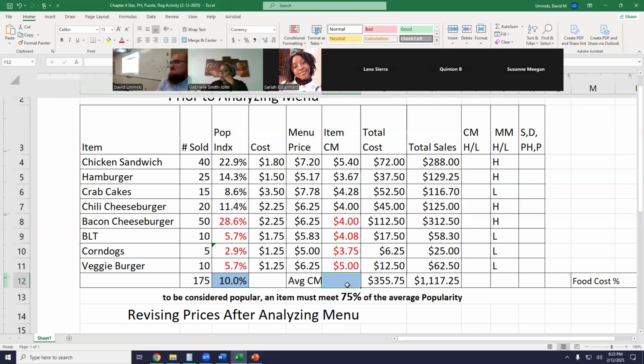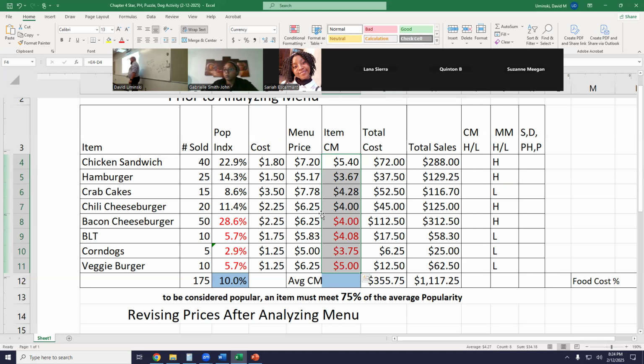Average contribution margin. Well, how do we find the average of anything? Add everything up and divide it by the number, right? So when I add all these up, check this out. Excel is amazing. If you don't know Excel, I highly encourage you to look into it. I'm gonna click and highlight. Whatever is highlighted, I look down here at the bottom, it tells me the average is $4.27. It tells me the total sum is $34.18. So Excel will do the work for you.